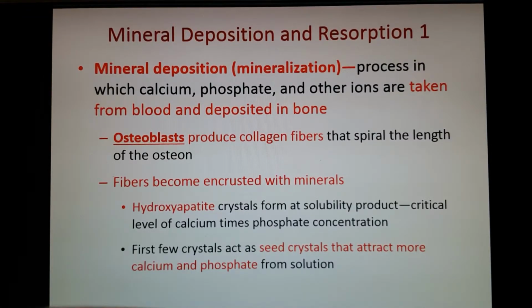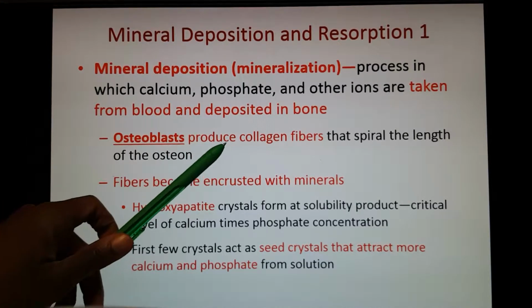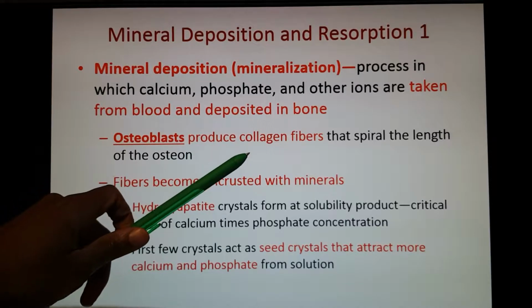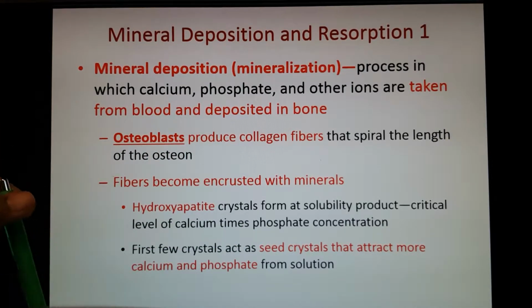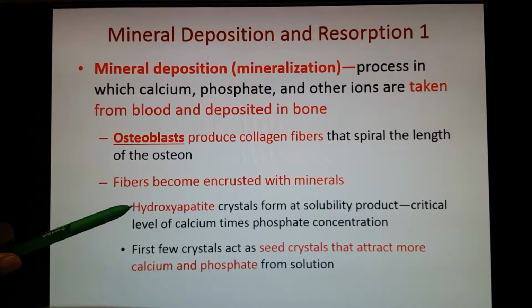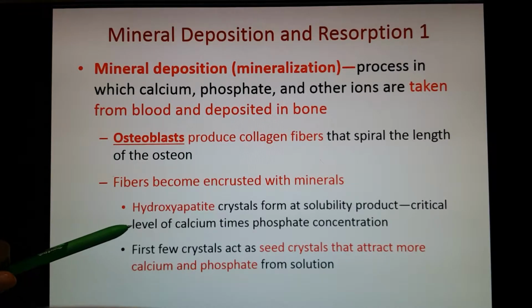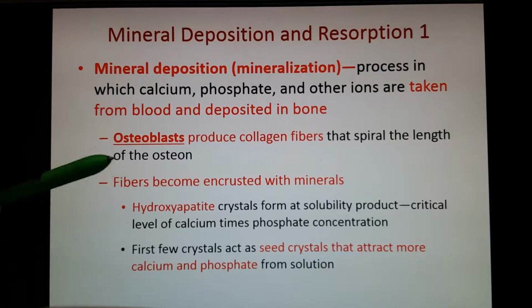With the process of building bone, your osteoblasts are going to make your collagen fibers, and then minerals are deposited onto those collagen fibers to go through the mineralization process. The minerals are encrusted with hydroxyapatite crystals. These crystals will attract more calcium and phosphate to allow the collagen fibers that were laid down to become more mineralized and to build up the bone.